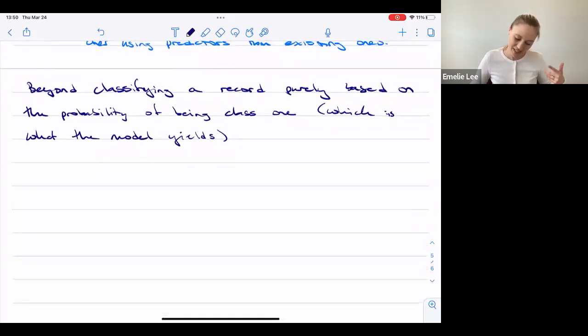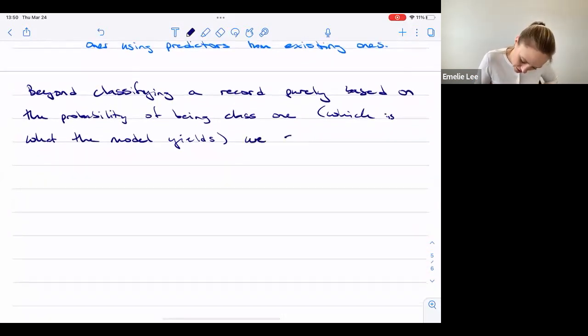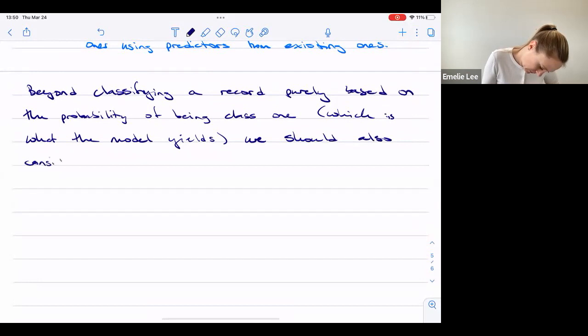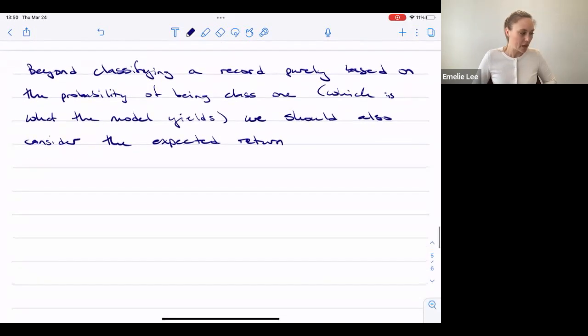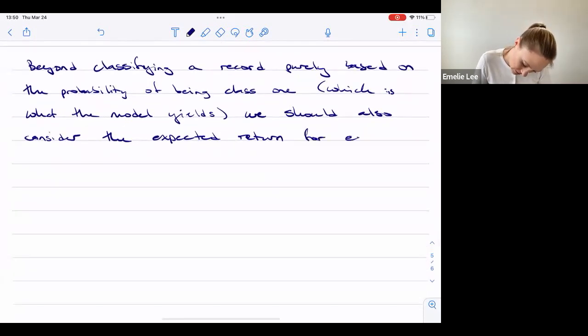So beyond classifying a record purely based on the probability of being class 1, we should also consider the expected return for each classification.